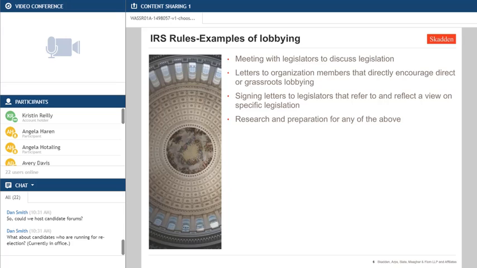And then research and prep for any of the above. That's all going to go into your test for how much the organization is doing on lobbying. So you've got to take into account that research and prep time too.